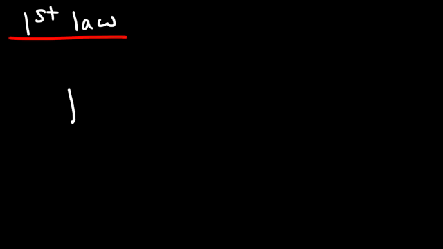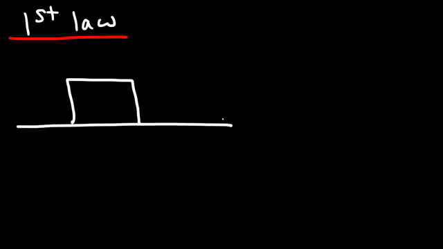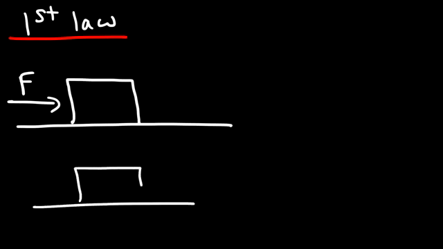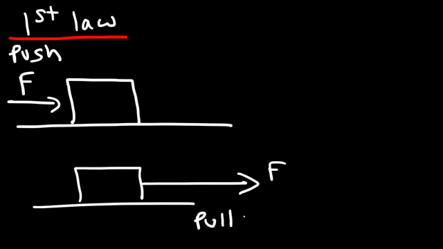So let's say we have a box and it's at rest, it's not moving. The only way we can get this box to move is by applying a force. And a force is a push or pull action. So in this case, the force is pushing the box towards the right. We can also get the box to move towards the right if we take a rope and pull the rope towards the right. So here this is a push action, and towards the right it's a pull action.